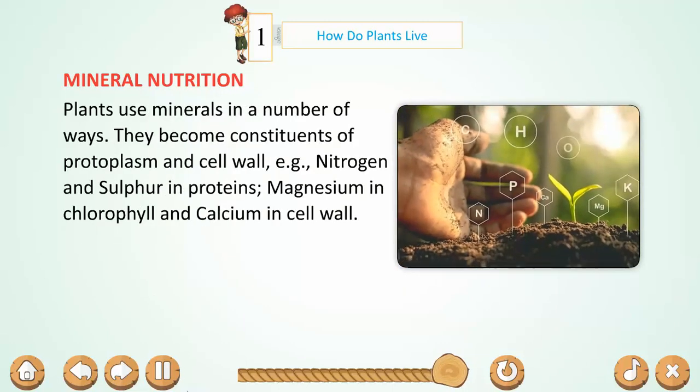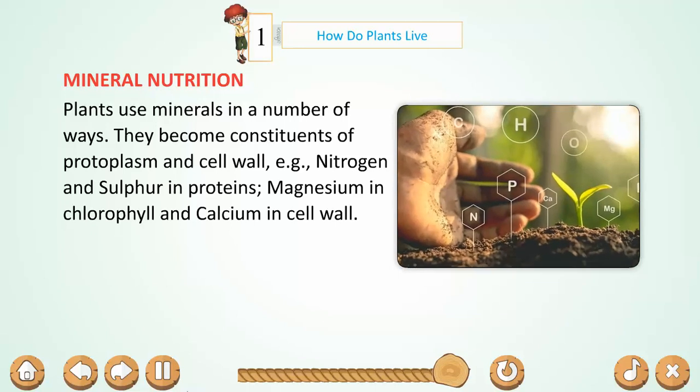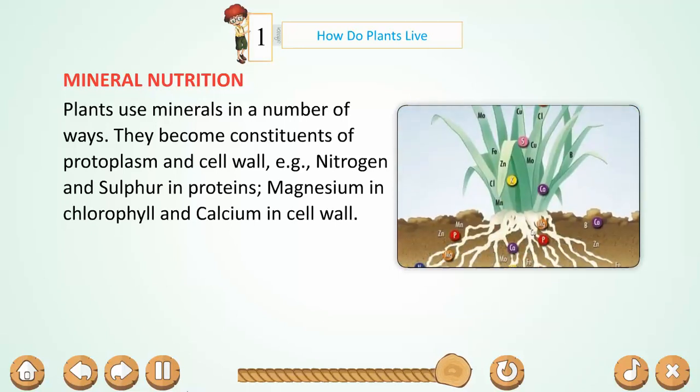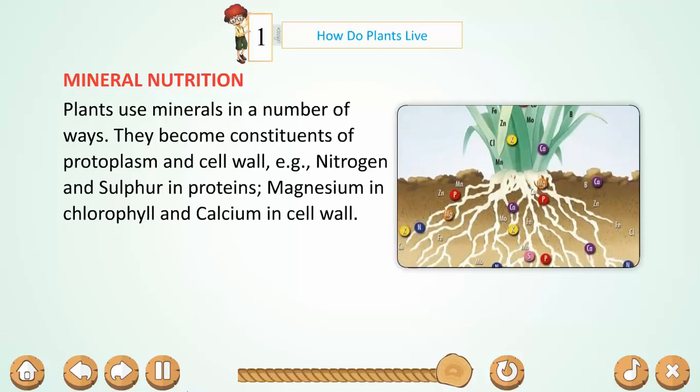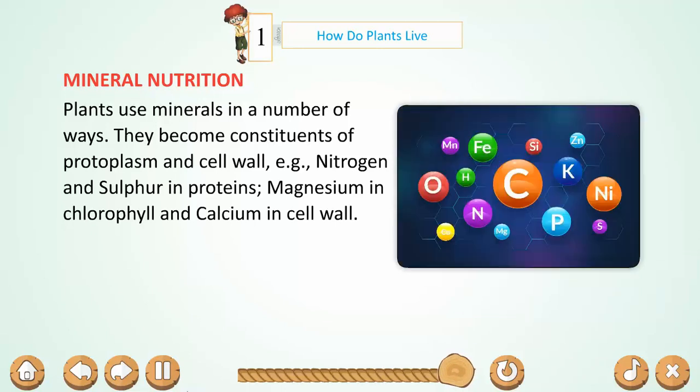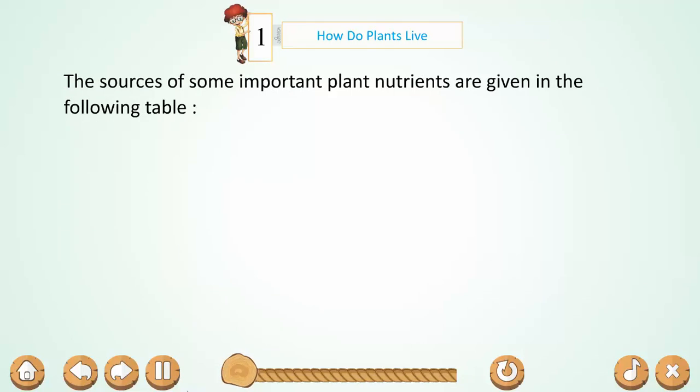Plants use minerals in a number of ways. They become constituents of protoplasm and cell wall. For example, nitrogen and sulfur in proteins, magnesium in chlorophyll and calcium in the cell wall. The sources of some important plant nutrients are given in the following table.